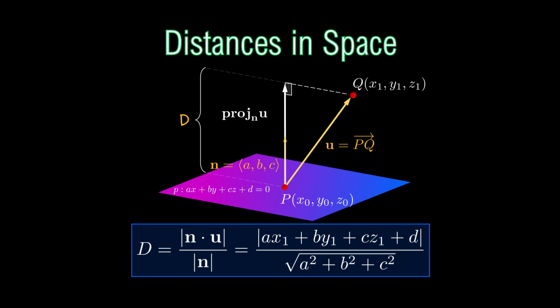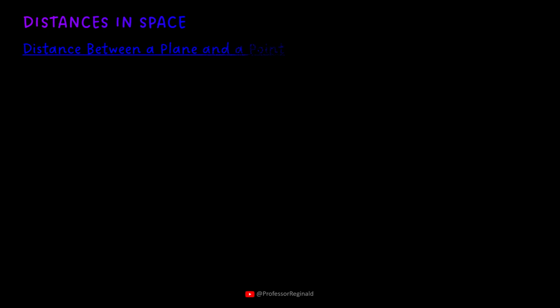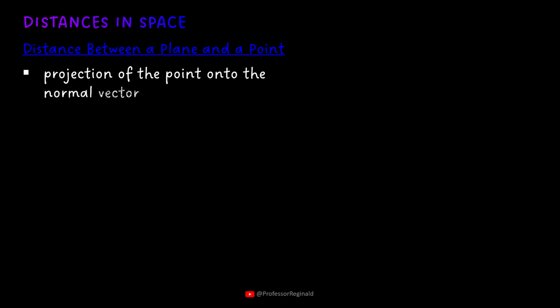Hello, everyone. In this video, we are going to study distances in space. Distances in space. First, let us establish the distance between a plane and a point. This will rely on finding the orthogonal projection of the position vector of the point onto the normal vector of the plane, which leads to the shortest distance between that point and the plane.